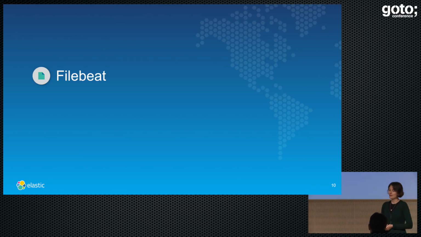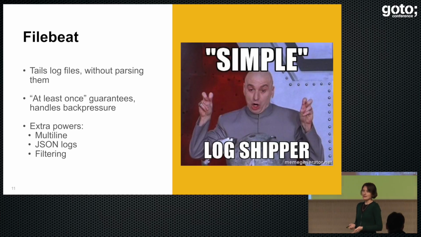Yeah, so let's start with Filebeat because logging is the most popular use case. So Filebeat is a log shipper. The way it works is it tails the log files and then pushes them to Elasticsearch without parsing them. It guarantees that each log line is sent at least once to Elasticsearch, and it does that because it handles back pressure.